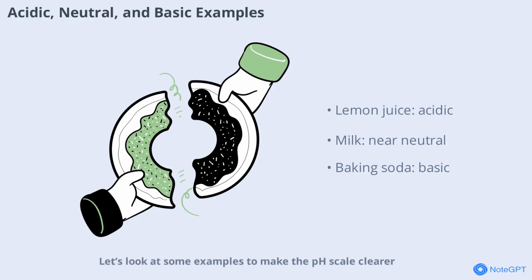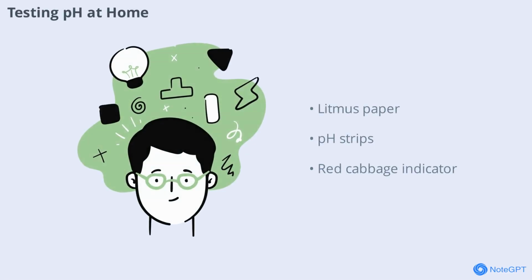Let's look at some examples to make the pH scale clearer. Lemon juice has a pH around 2, making it very acidic. Milk is closer to neutral with a pH around 6. Baking soda, on the other hand, is basic with a pH of about 9. Household bleach is even more basic with a pH near 12. By comparing these everyday items, you can see how the pH scale helps us understand the world in a new way. Did you know you can test pH at home?